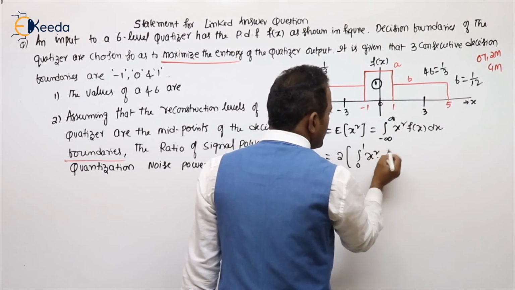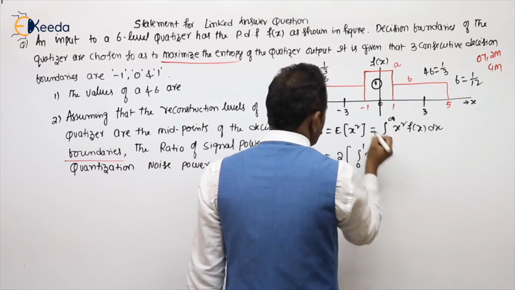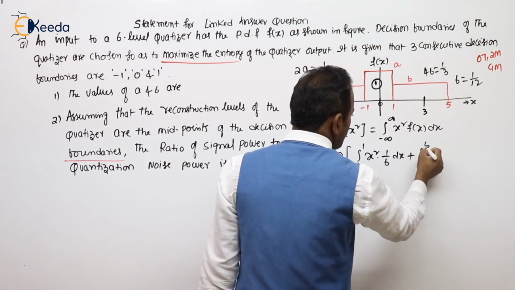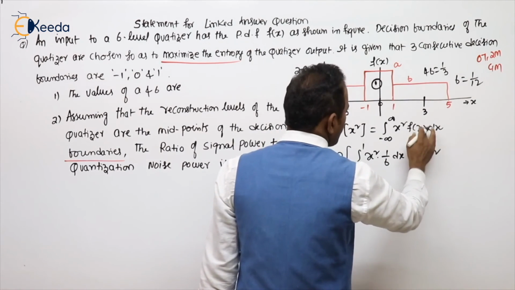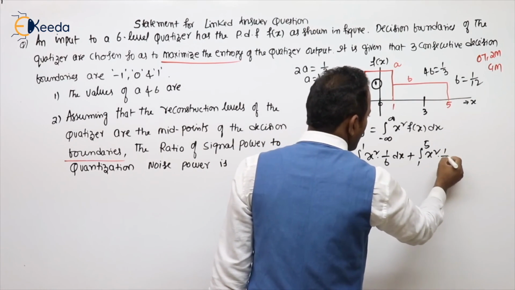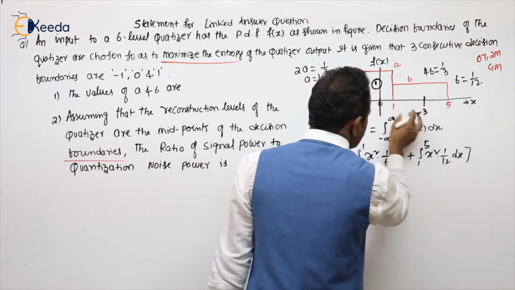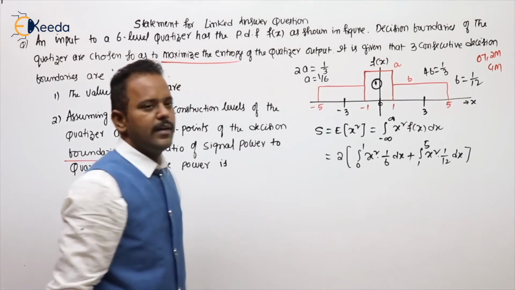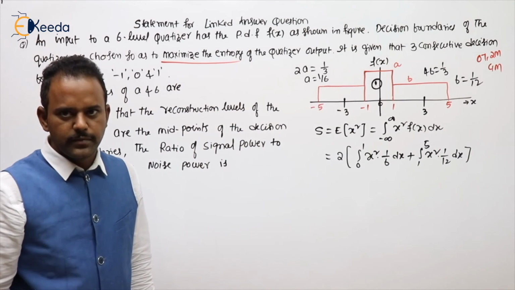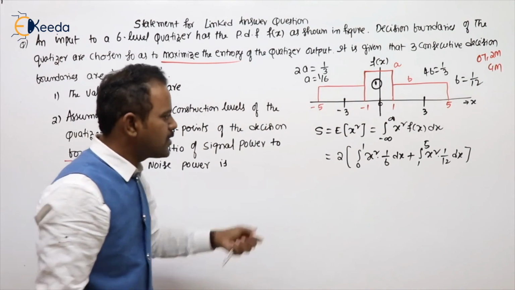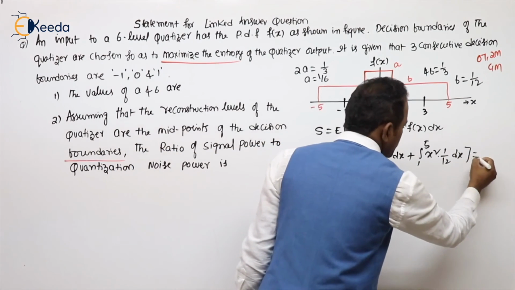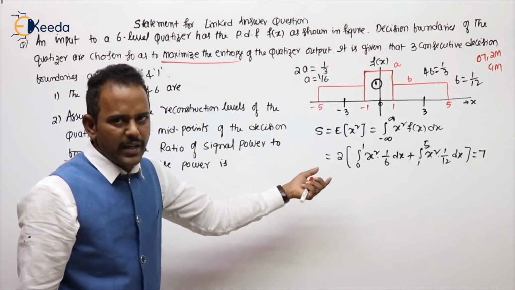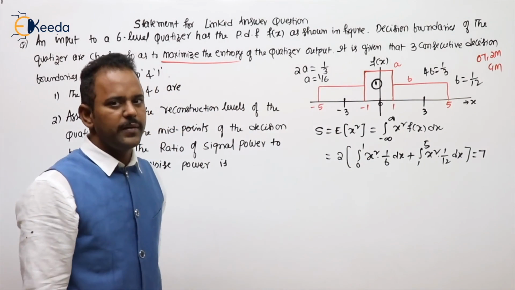x square into f of x, which is A, the value 1 by 6, dx, plus integral 1 to 5 of x square into f of x, the B value 1 by 12, dx. This and this I have taken. The same will be on this side also, so I wrote twice. Got my point or not? Calculate, students, and substitute the limits. You will get the value of 7. Simple integration only, x square integration is x cube by 3, like substitution only.